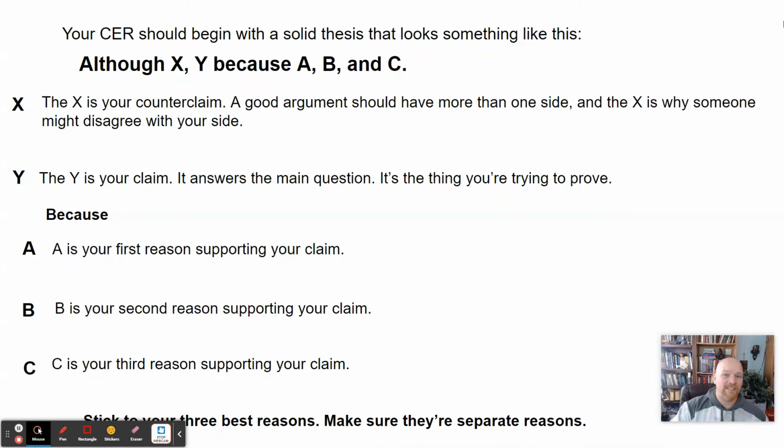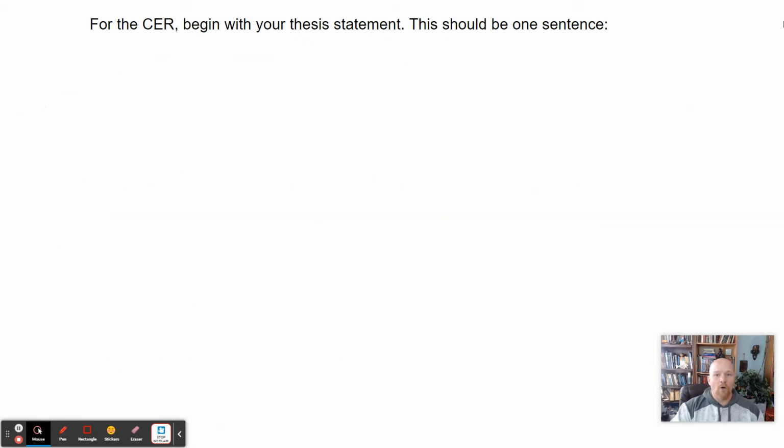And I see this a lot with students where 2 of their reasons are too similar. They're delicious and they taste good are basically the same reason. So you want to make sure your A, your B, and your C are all 3 separate reasons. So for your CER, basically you have your thesis statement, 1 sentence, although X, Y because A, B, and C. So I'm starting with 1 long sentence, although X, Y because A, B, and C.